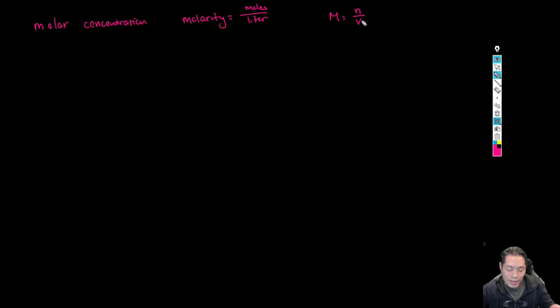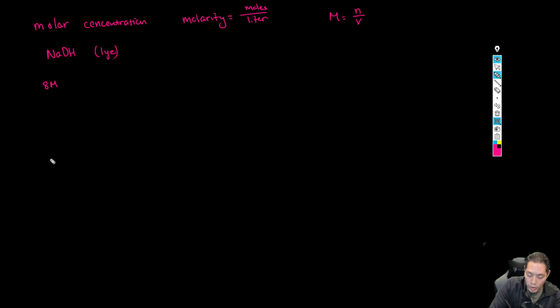Okay, so another way of writing it is big M is equal to n over V, which is a molar concentration of something. Let's say I want to make 3 different concentrations of sodium hydroxide, NaOH, which is also known as lye, a very, very strong base. Let's say I want to make an 8 molar one, a 3 molar one, and then something pretty dilute, a 0.2 molar one. All these, I'm going to use a volumetric flask of 500 mL.